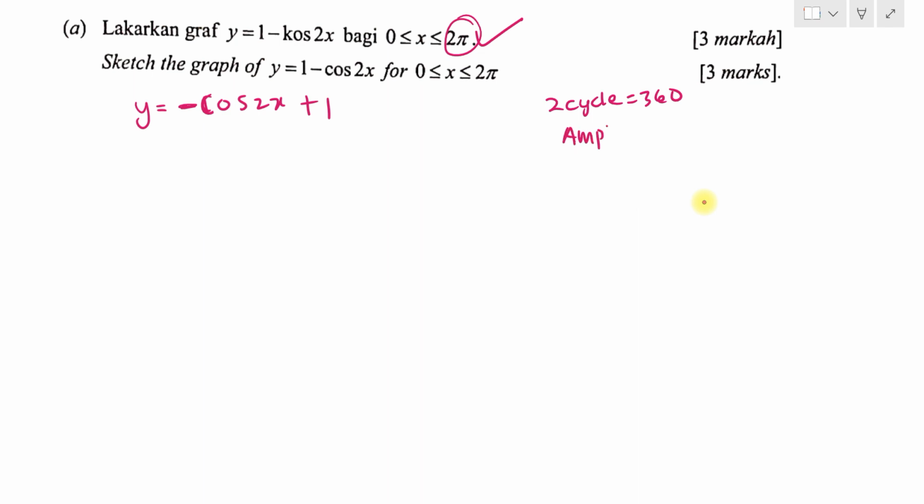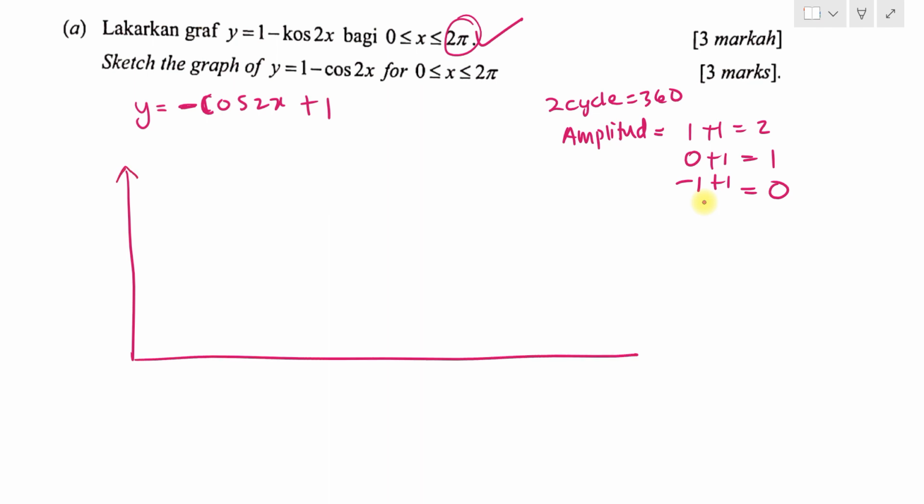Okay, we adjust the amplitude. Amplitude is supposed to be 1, 0, negative 1, because of the negative 1 here. But you need to plus 1 to everything, so it becomes 2, 1, and then 0. So it looks more or less like what you draw properly. The angles I will label last. Okay, so I try.